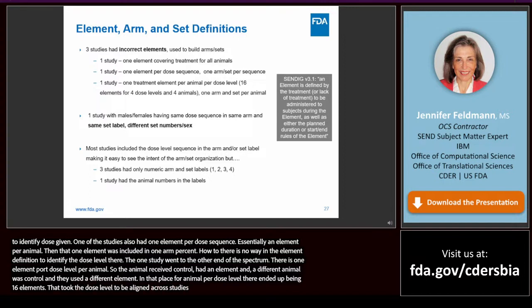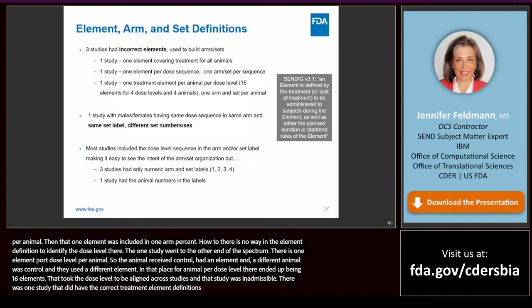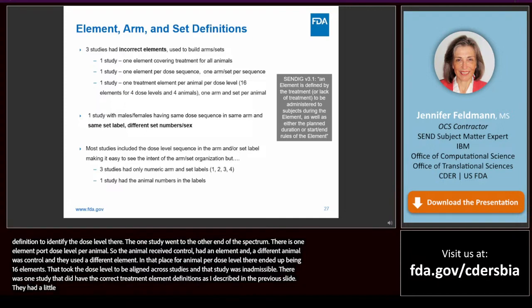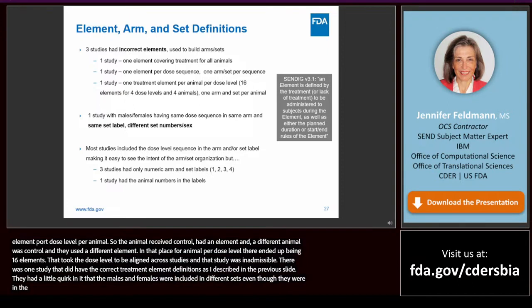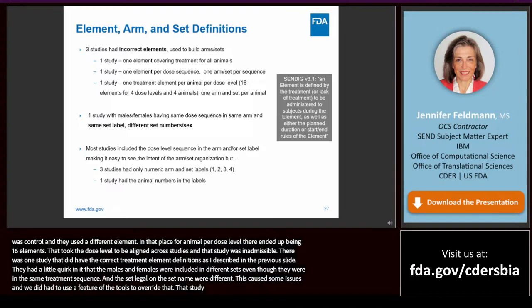There was one study that did have the correct treatment element definitions as I described in the previous slide. It had a little quirk in it that the males and females were included in different sets, even though they were in the same treatment sequence, and the set label and the set name were different. This caused some issues, and we did have to use a feature of the tool to override that so that study could be used. There should always be, in any study, a one-to-one relationship between a set label and a set name.